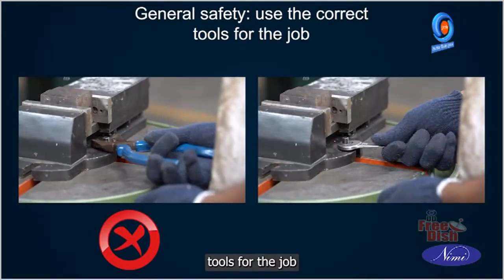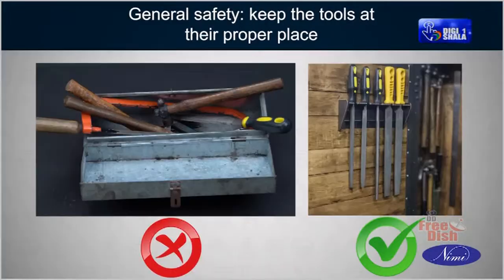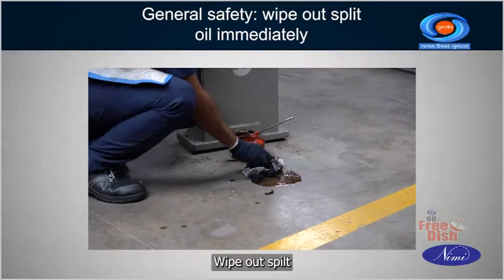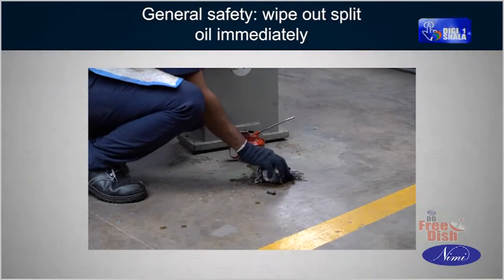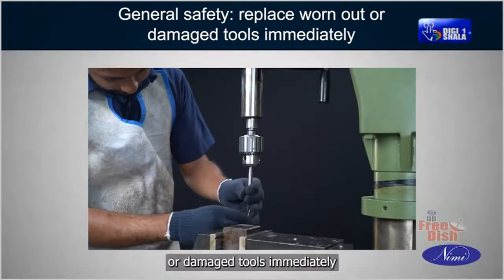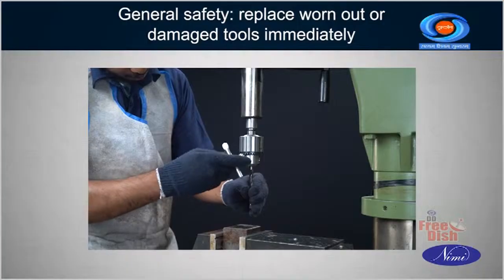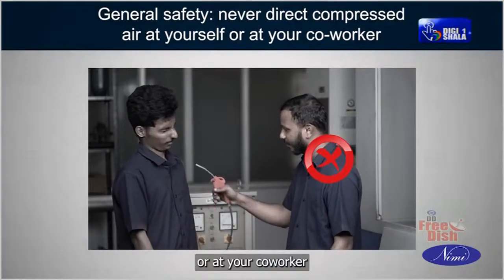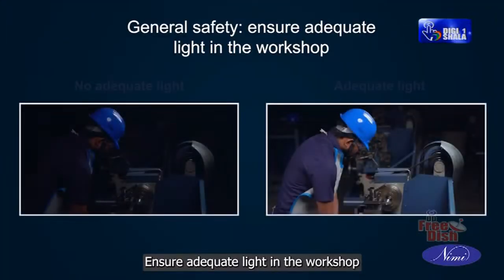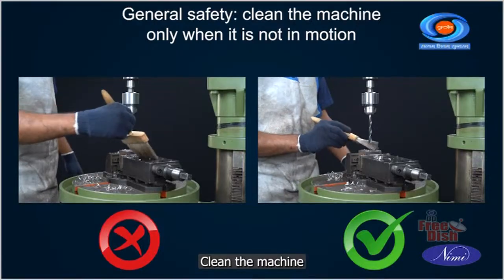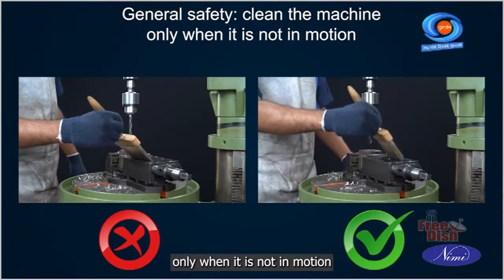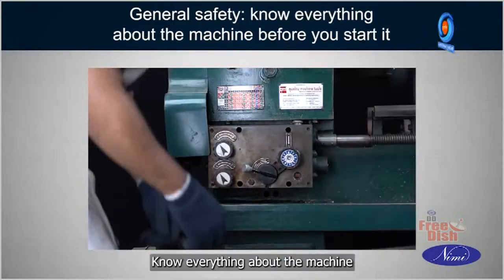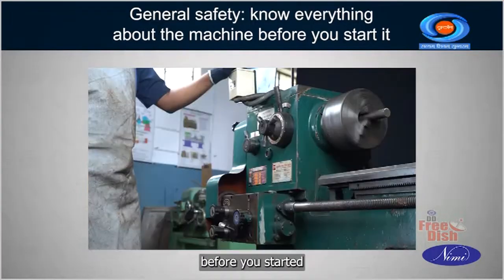Use the correct tools for the job. Keep the tools at their proper place. Wipe out spilt oil immediately. Replace worn out or damaged tools immediately. Never direct compressed air at yourself or at your co-worker. Ensure adequate light in the workshop. Clean the machine only when it is not in motion. Sweep away the metal cuttings. Know everything about the machine before you start it.